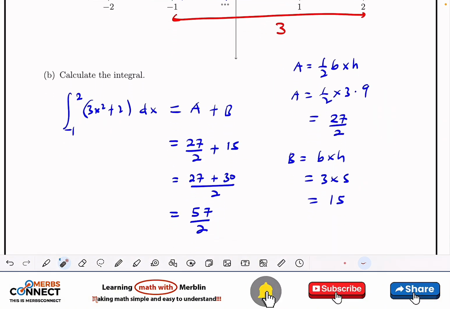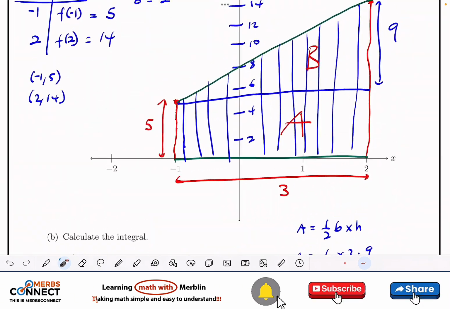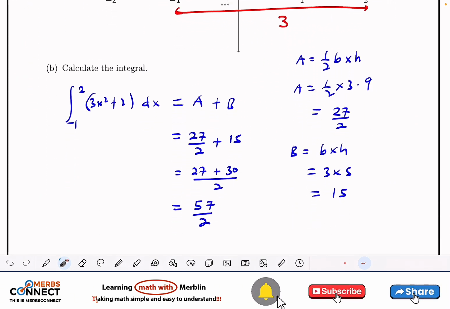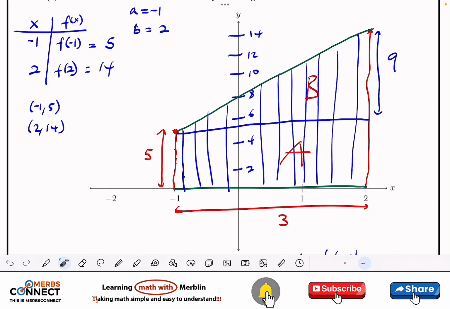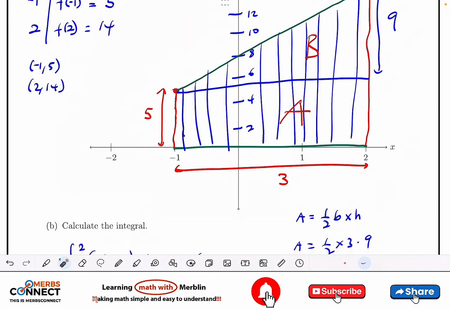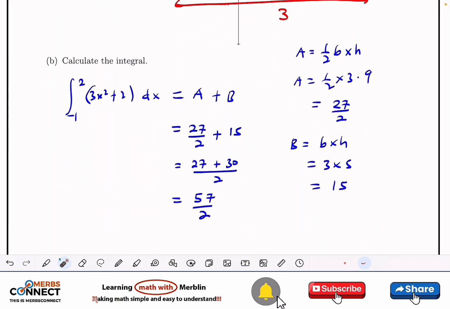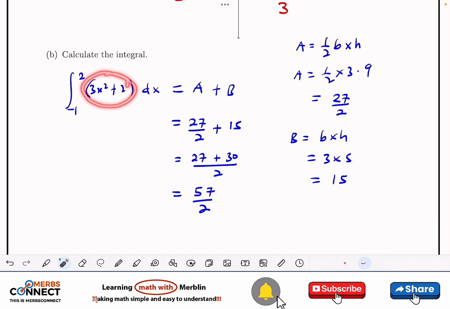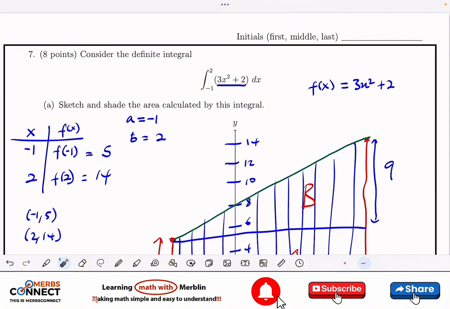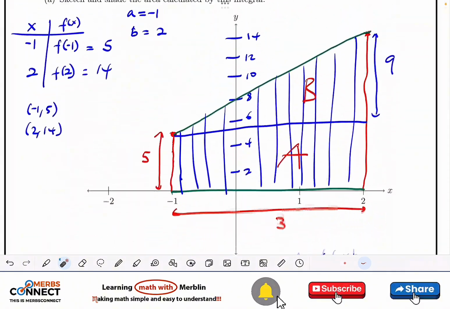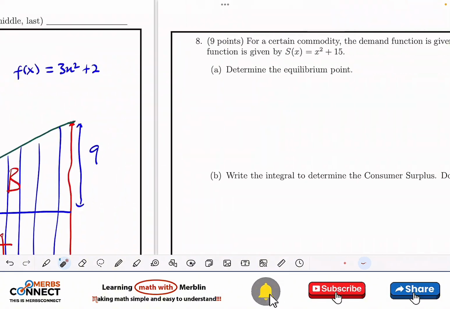So this one, it's advisable for you to use the graph area to solve it, because since they've asked you to sketch, then you should be making use of that. Or you can also just do the integration straight here to check if you are going to get something like this. Right. Okay, so this is question 7. We have 4 more questions to go.